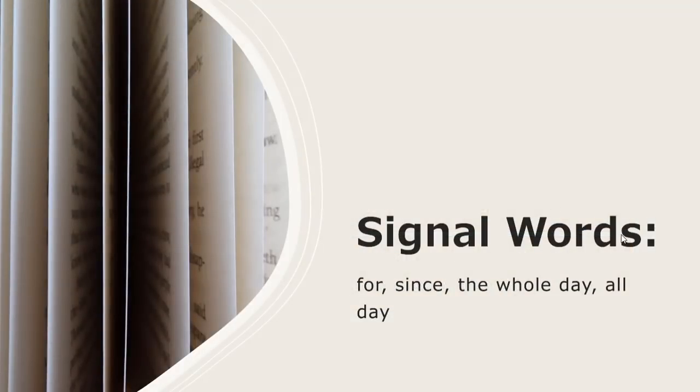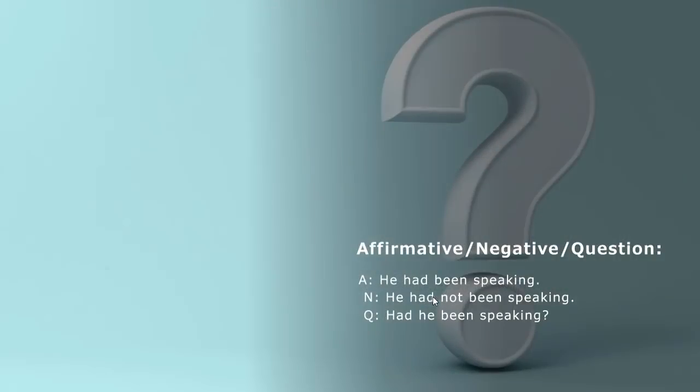And then the examples. Positive, affirmative: He had been speaking that language since he was born. And then negative: he had not been speaking Chinese before he moved to Hong Kong, for example. Question: Had he been speaking Chinese afterward?